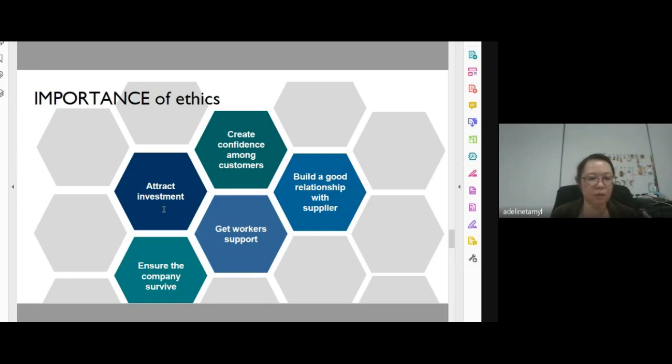If the company can really show them their ethics, they have the ethics in doing business, then only the investor willing to invest. Same thing with customers. Customer today become more careful with what they buy. They ensure that the company is ethical company before they buy. A good relationship with suppliers, supplier willing to sell you at lower price maybe. Worker support and ensure that the company survive. So these are the important reasons of why we must have ethics in doing business.